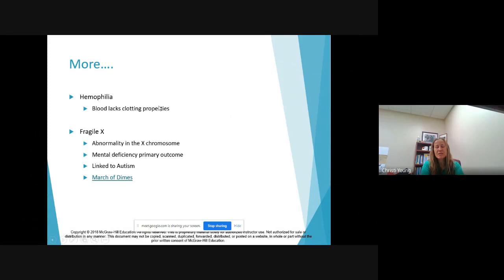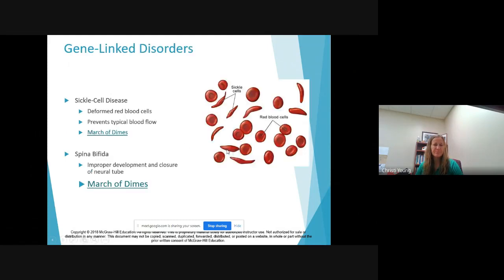Hemophilia is something that a lot of people are familiar with because it's a common one in terms of people just having heard of it. Blood does not have clotting properties, so bleeding is an issue. Fragile X is very similar to the first slide that I showed. It's an abnormality in the X chromosome, again linked to autism as well as mental deficiencies.